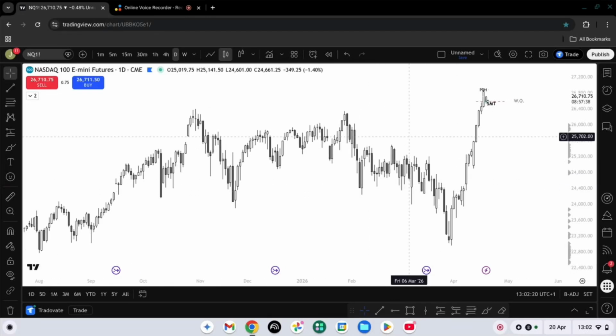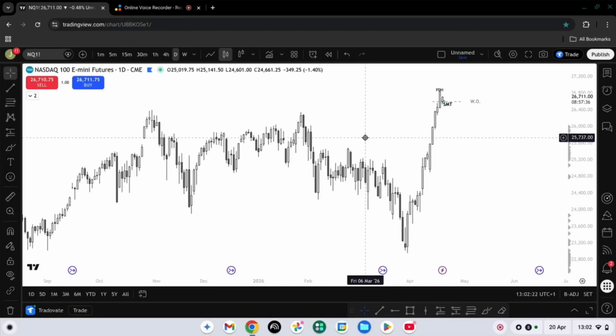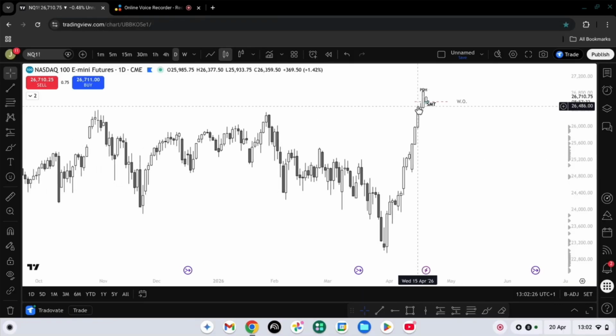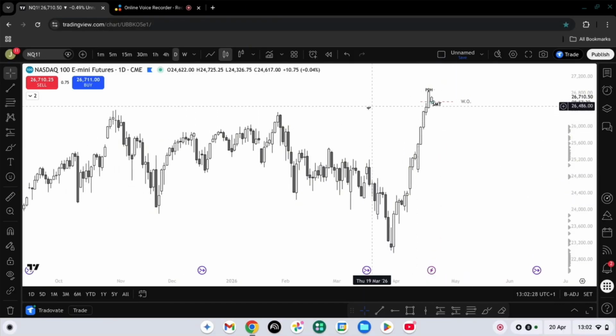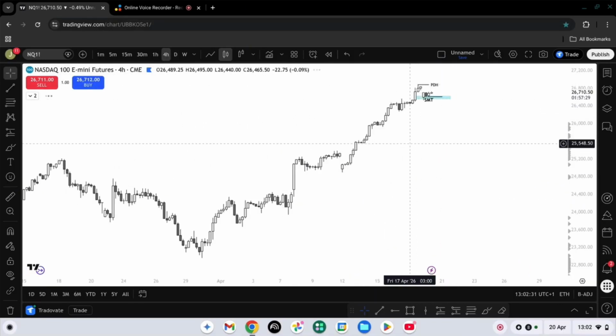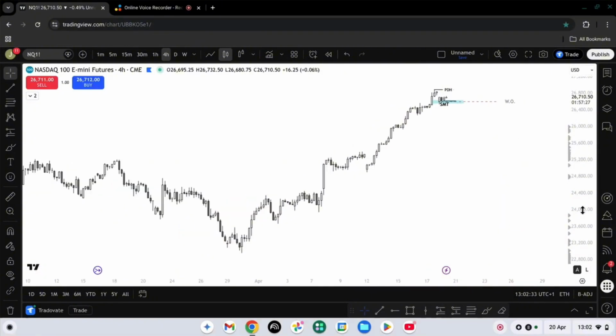All right, then moving on to a brand new week. We're going to start off on the Nasdaq, and there's not really much to say on the daily time frame. We are just at an all-time high, and we are very bullish. So, of course, I'm just going to be looking for longs on the 4-hour time frame.